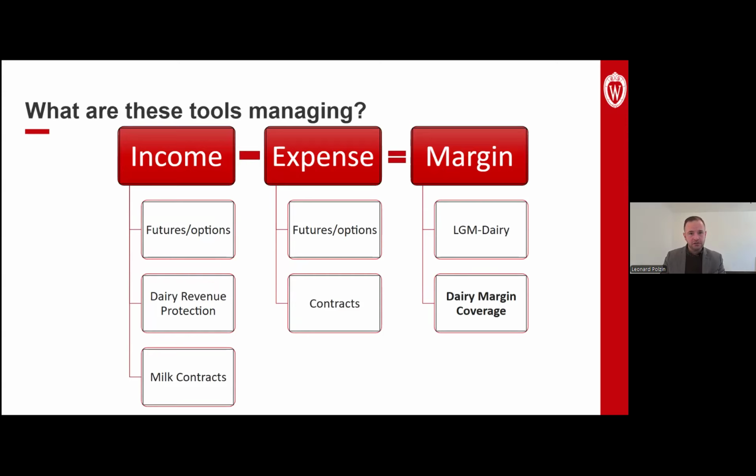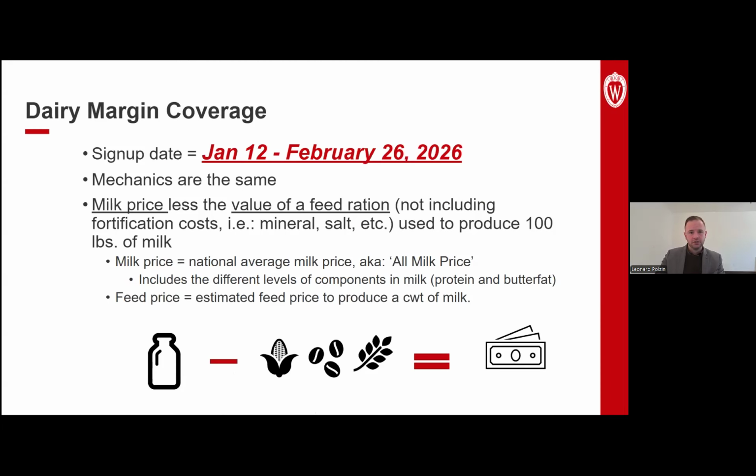On the expense side, we can use futures and options again, in contracts or pre-purchase, things like this. But if you're looking at tools for managing the margin, really the two that stand out that have the ability to do that are LGM Dairy, livestock gross margin dairy, and dairy margin coverage. So I think that's already two things that make DMC very unique: one, it can be used with other products, and two, it's one of the two tools that covers both the income and expense line if you're looking to protect some of your margin.